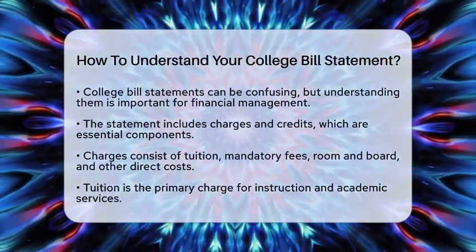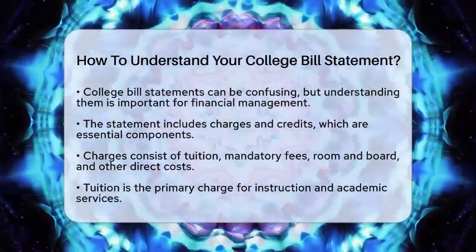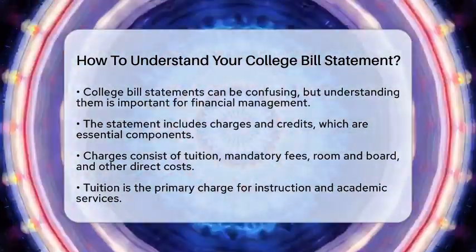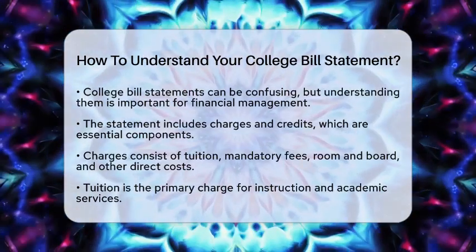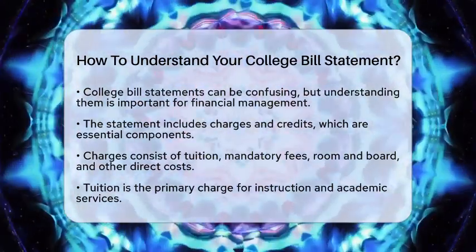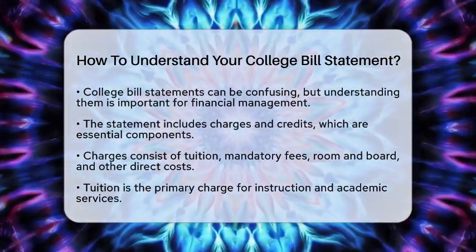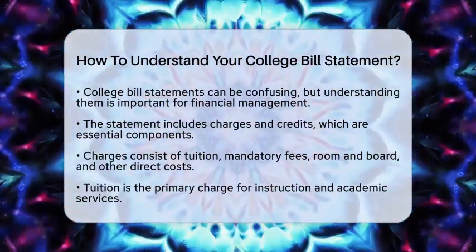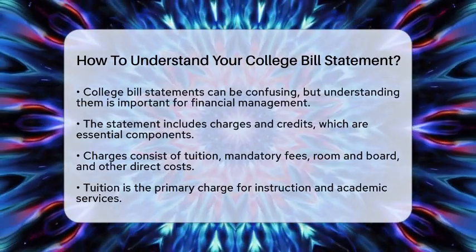First, your college bill statement includes charges and credits. Charges are the costs that the college bills directly to you. The most significant charge is tuition, which is the amount you pay for instruction and academic services. Next, there are fees. These are additional mandatory costs that cover services like technology, labs, health insurance, parking, and enrollment.